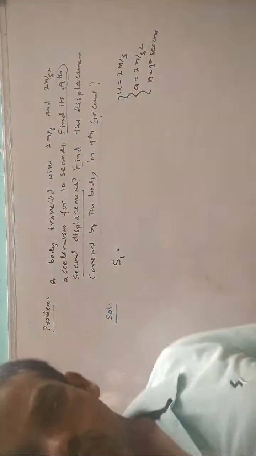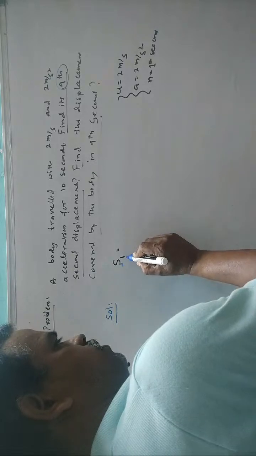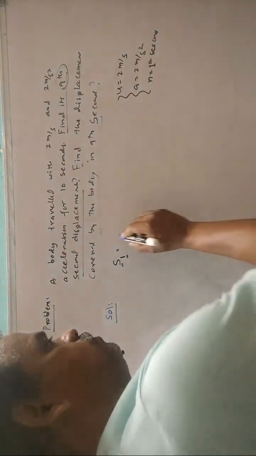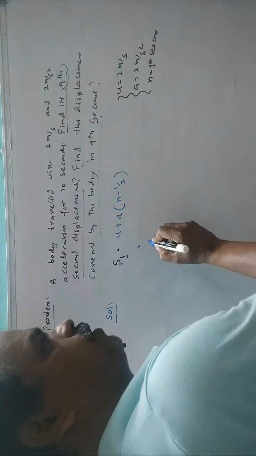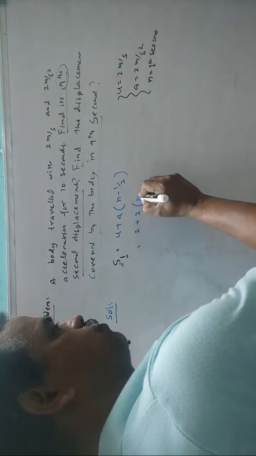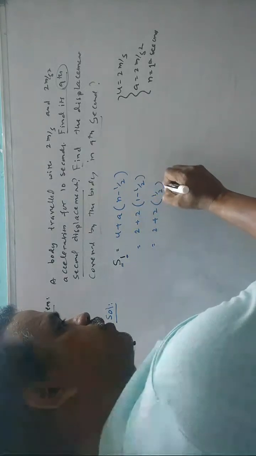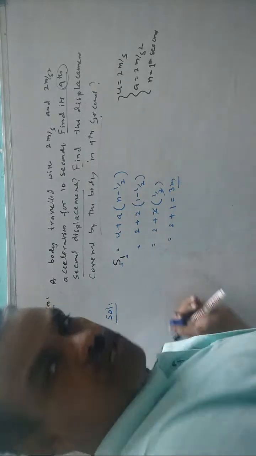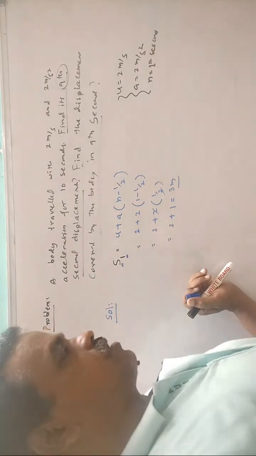How much you got? 2 meter. So I will check here. For S1, displacement covered by the body in first second. In the first second, S equal to u plus a, n minus half: 2 plus 2, 1 by 2, 2 plus 1, 3 meter. Did you get this one also? 2 meter only you got. So that is wrong answer. What you got?